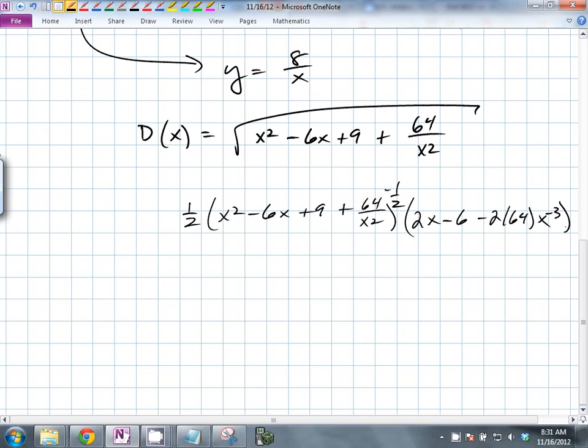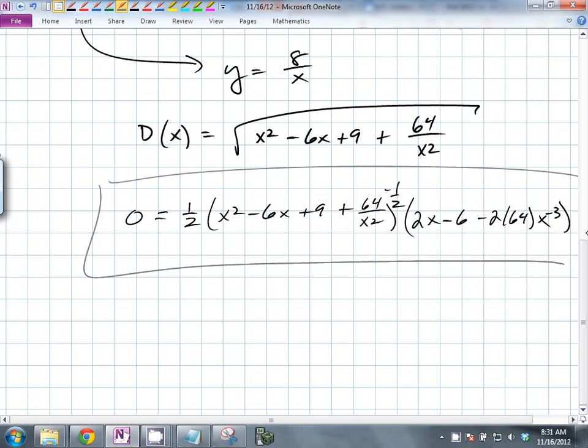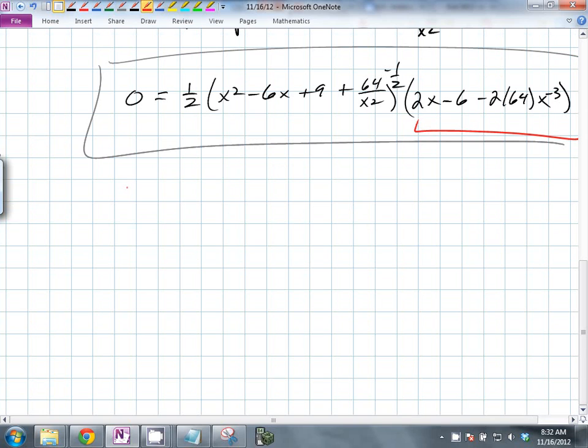Is that correct? Now we're interested in when this equals 0. You're interested in when this equals 0 right there. So you really don't care about the denominator, so what's the only thing you really care about? That's the numerator right there. So you're interested in 2x minus 6 minus 128 over x cubed equals 0, and I see where you're going to get the quartic from. What did you multiply everything by?